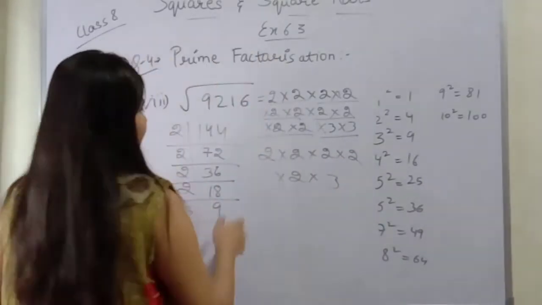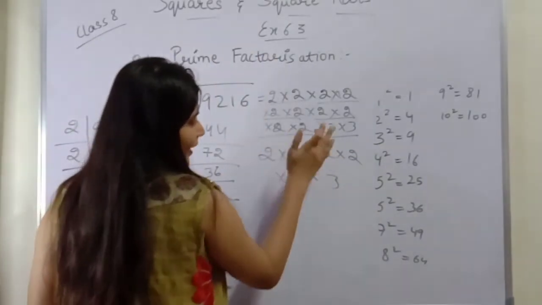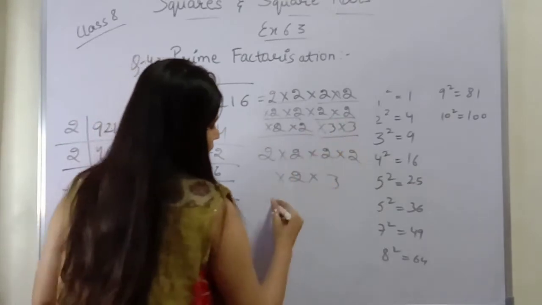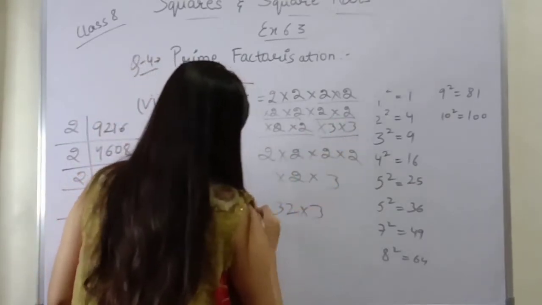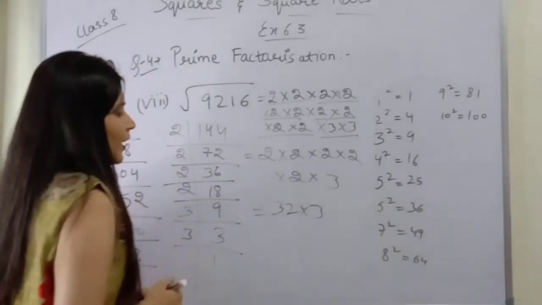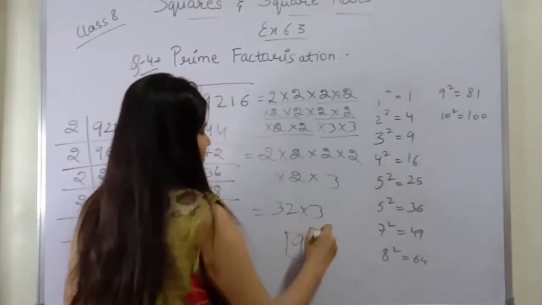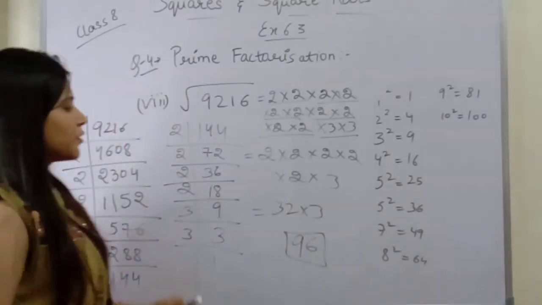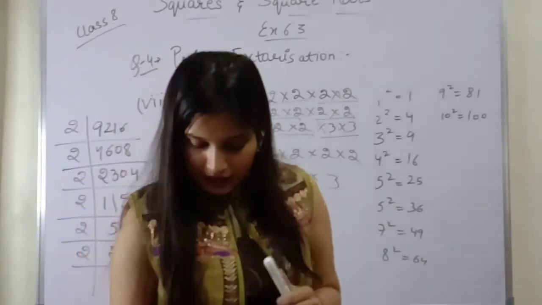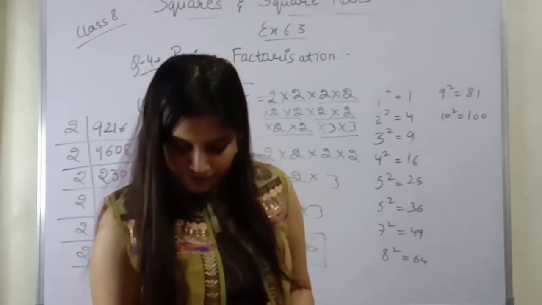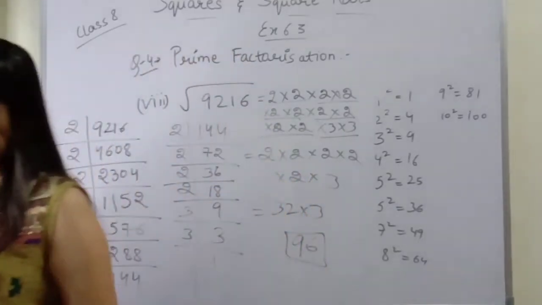Now let's calculate. 2 2s are 4, 4 2s are 8, 8 2s are 16, 16 2s are 32 into 3. 32 into 3. 3 2s are 6, 3 3s are 9. So it means that square root of the number is 96. Now part number 9.